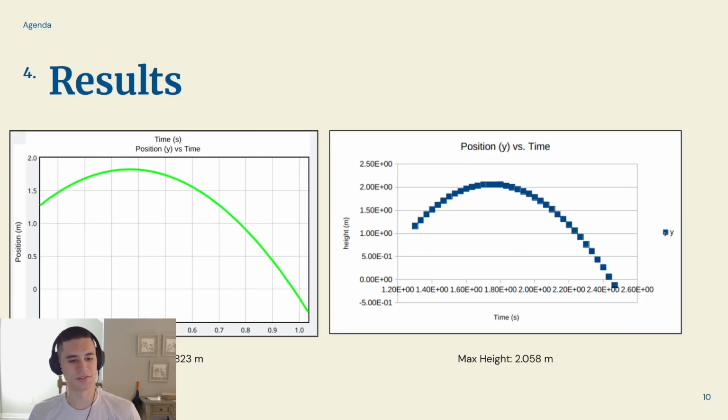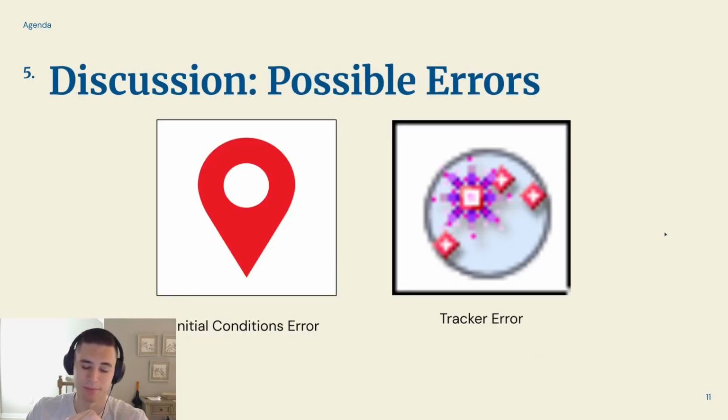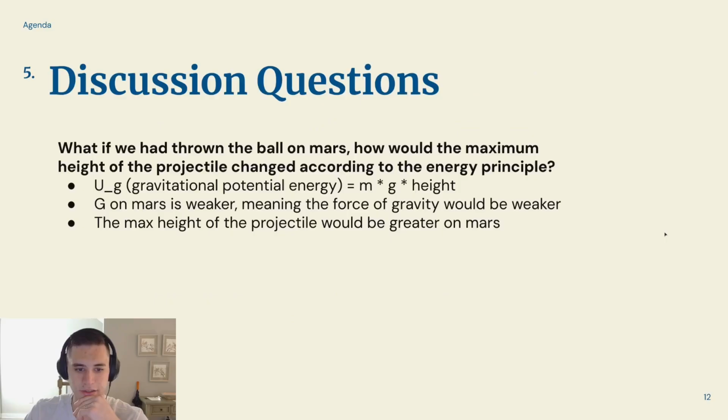So here are our results. The max height for the real ball was 2.058 meters, and the max height for our simulated ball was 1.823 meters. So there is a margin there, but the trajectories look about the same. That margin can possibly be explained by Tracker error, so maybe my calibration was off in Tracker, or my initial conditions were wrong for the experiment. Maybe our velocity wasn't quite accurate.